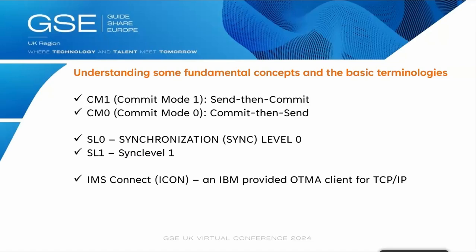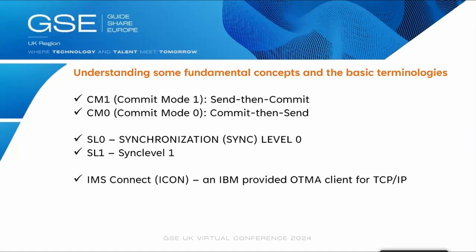So CM1 refers to commit mode 1, which is the send then commit mode. And CM0 stands for commit mode 0, which is the commit then send commit mode. So CM1 is send then commit, and CM0 is first commit then send. And similarly, moving on to the synchronization levels, SL0 refers to sync level 0, which means that the output message is not acknowledged by the OTMA client, right?